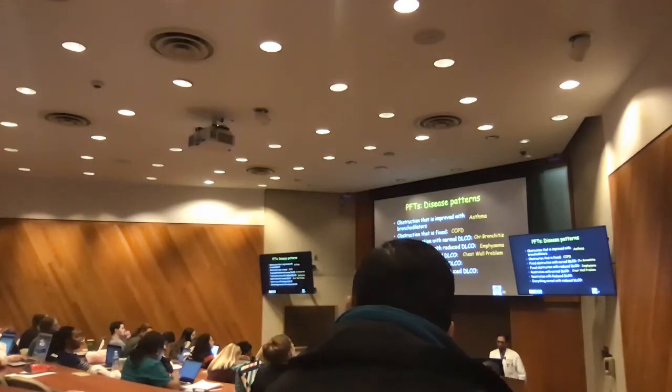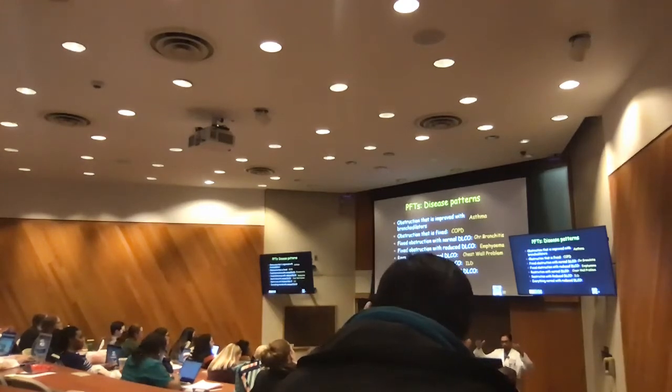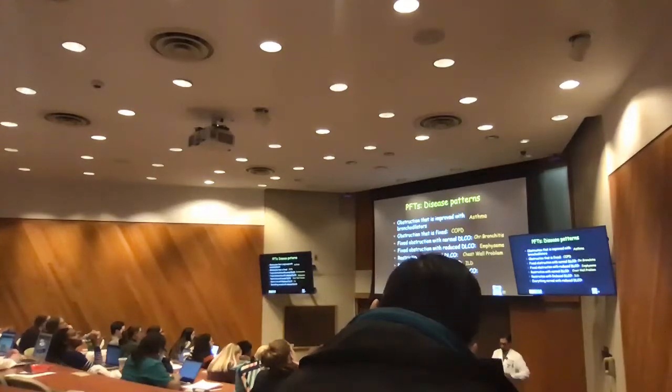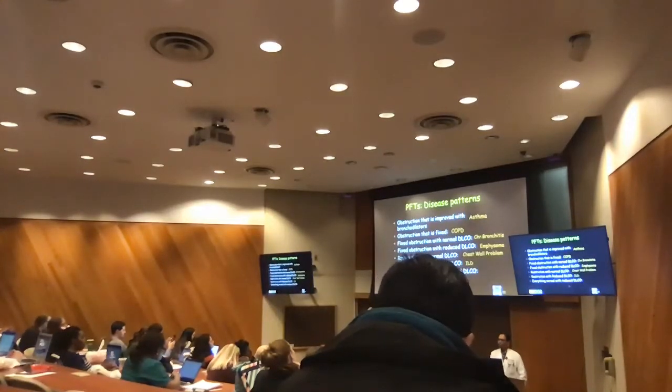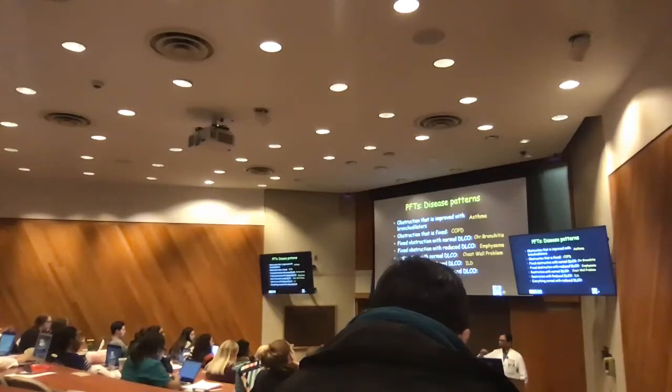Restriction with normal DLCO. Restriction with reduced DLCO, there's pulmonary fibrosis, so all volumes are down, and the alveolar capillary membrane is thick, so the DLCO is also low. What about when everything is normal with reduced DLCO? What do we call this? Pulmonary vascular disease pattern. Airways are fine, lung parenchyma is fine. The only problem is the blood flow. It's either chronic thromboembolic disease or pulmonary arterial hypertension.